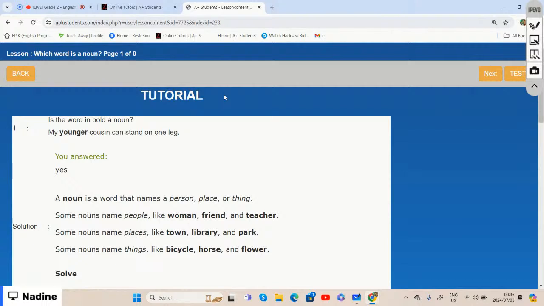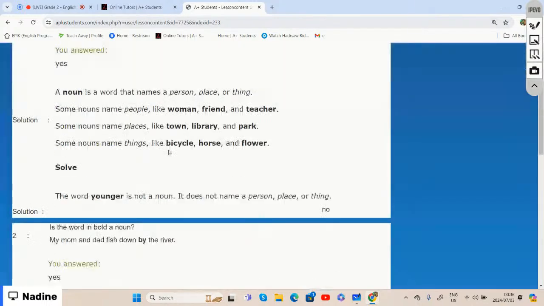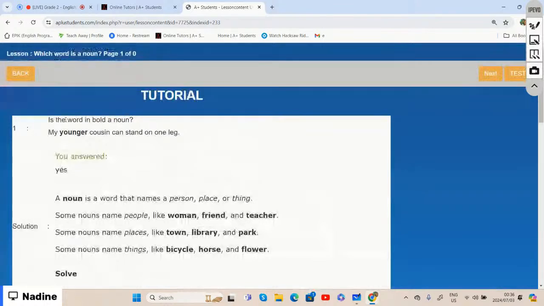So look at the word in bold. It says, my younger cousin can stand on one leg. So younger, is this a noun, especially a noun that names a person, an animal, place, or thing? So we need to say if younger is a noun, yes, or if younger is not a noun, no.